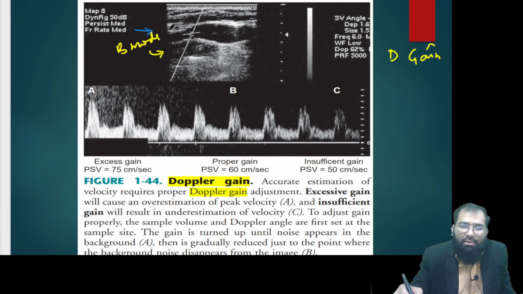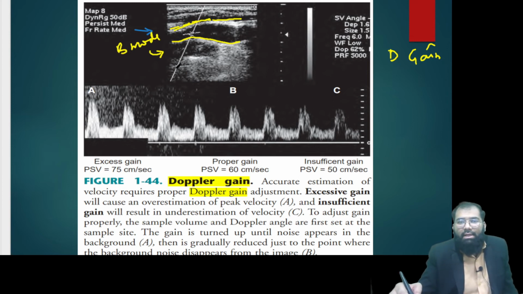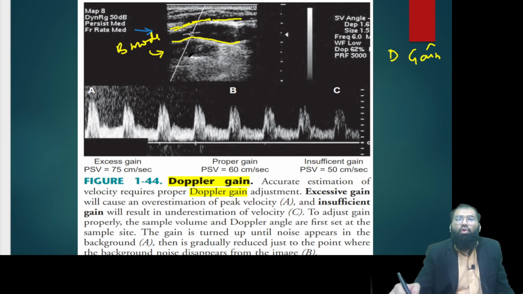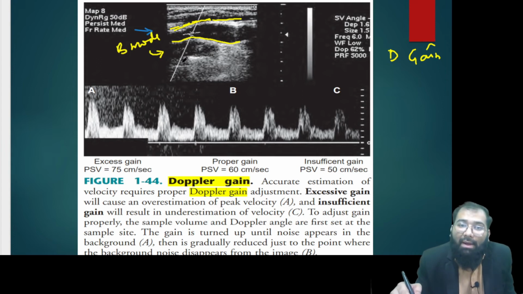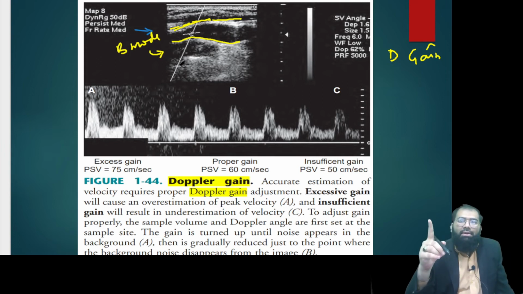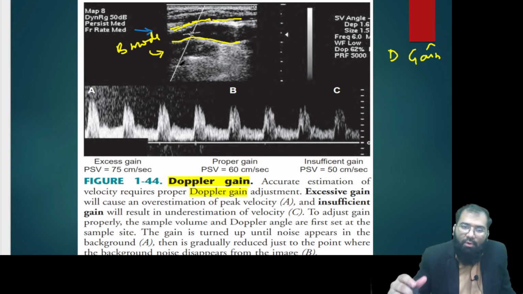Here you are able to see the walls of the vessel. These are the vessel wall. Okay, and now what have we done? We have put no color box, we have put directly spectral Doppler. To put spectral Doppler, you need not put color, you can put spectrum even without putting color also.